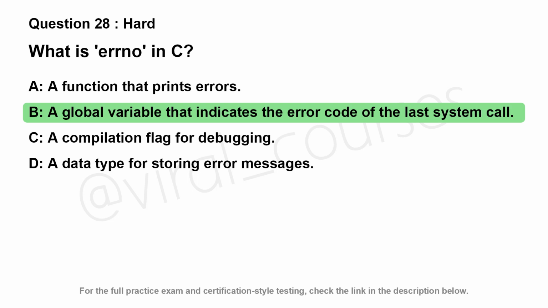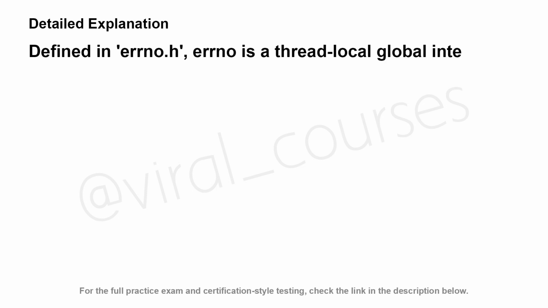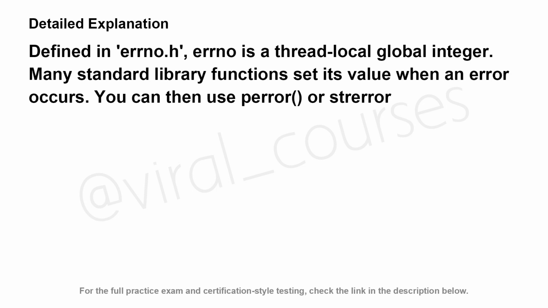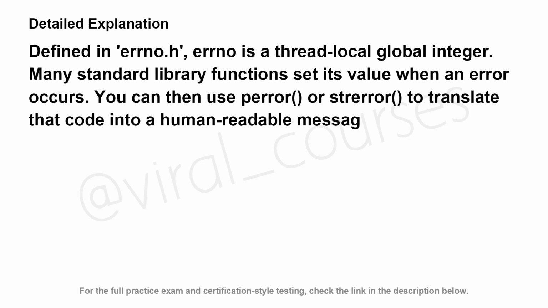The correct answer is B. Defined in errno.h, errno is a thread local global integer. Many standard library functions set its value when an error occurs. You can then use perror or strerror to translate that code into a human-readable message.